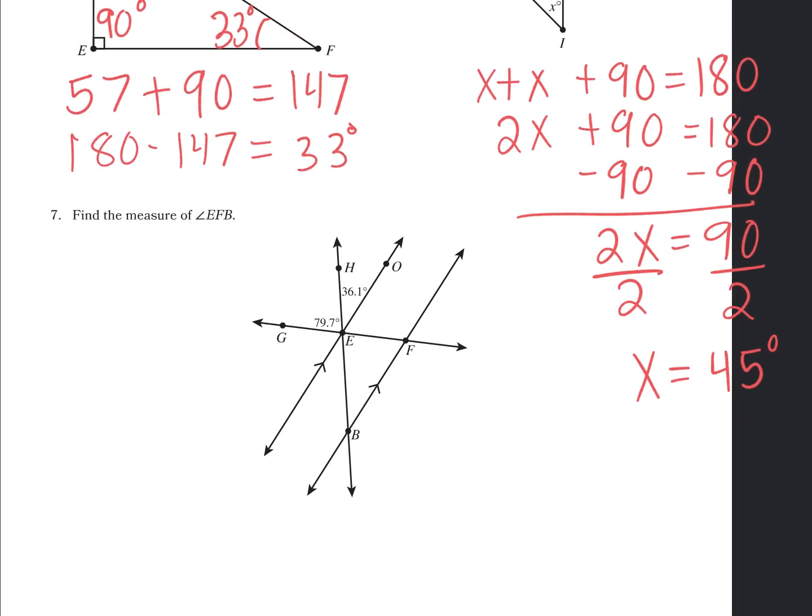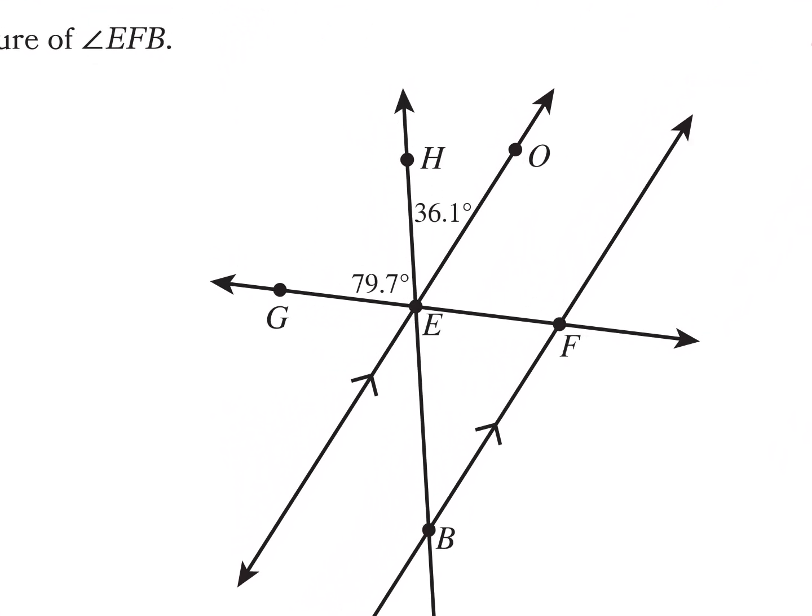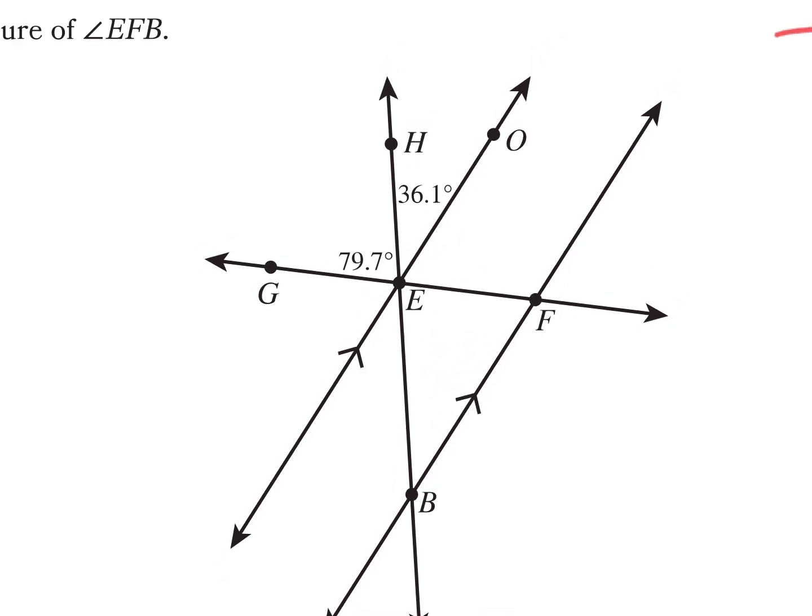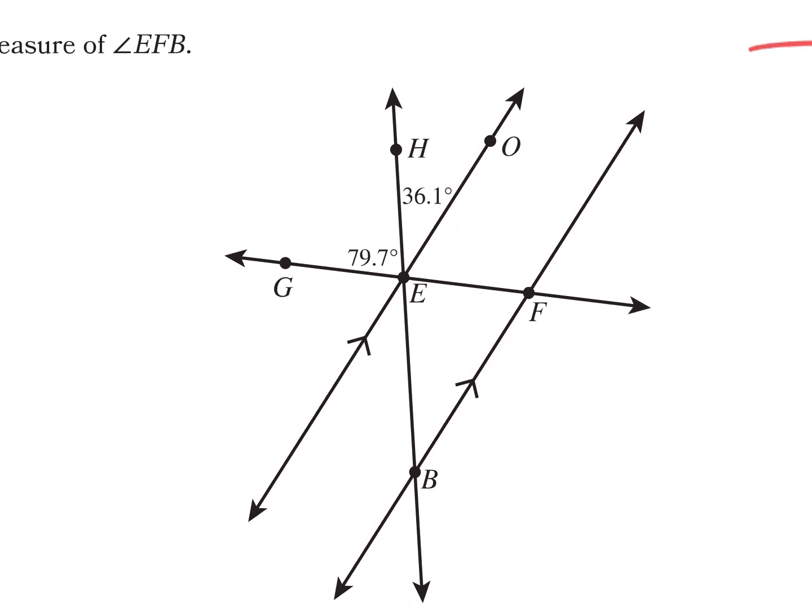So let's look at number 7. We want to find the angle measure of EFB. So from E to F to B, we want to find this angle measure in here, right? There are multiple ways to work this out. Everyone is different. Everyone's going to see it a different way. The way I work it out might not be the way another teacher works it out.